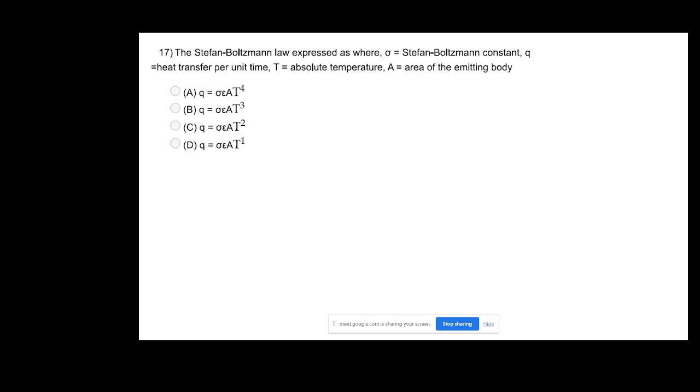Next question here is, the Stefan-Boltzmann law is expressed as, where these are the constants. So what is that relation? It is used for the heat transfer through radiation. So the correct answer is Q equals sigma epsilon A T to the power 4. You need to remember this equation because it is the most basic one.